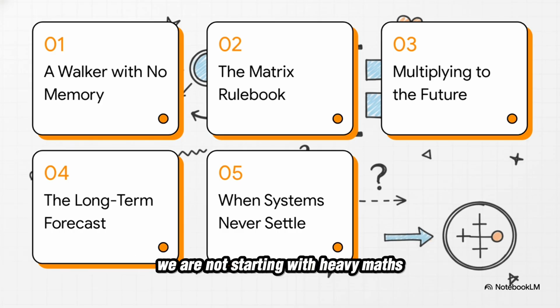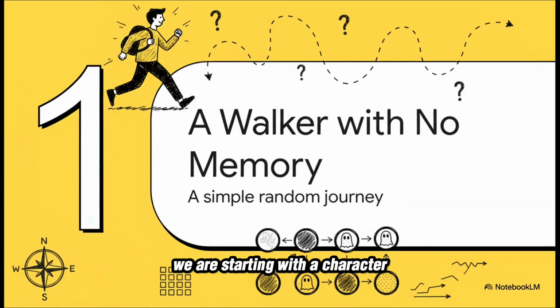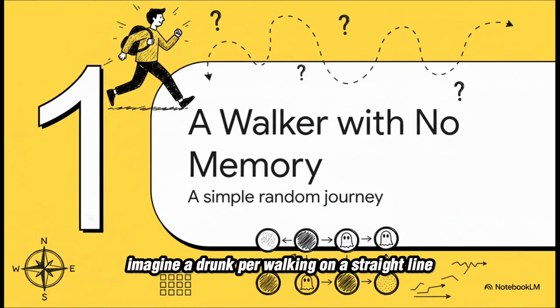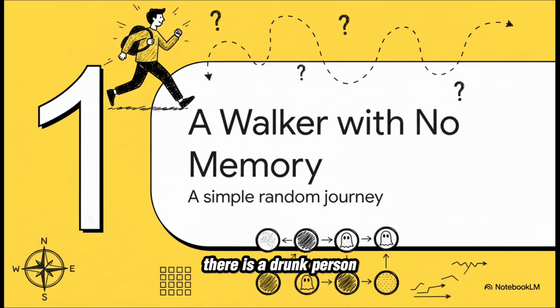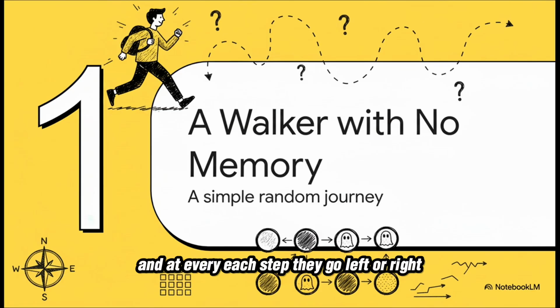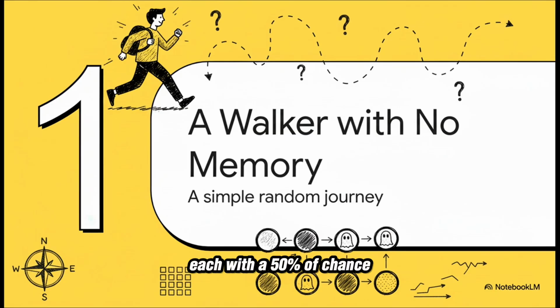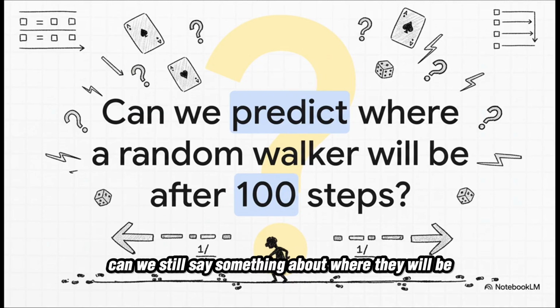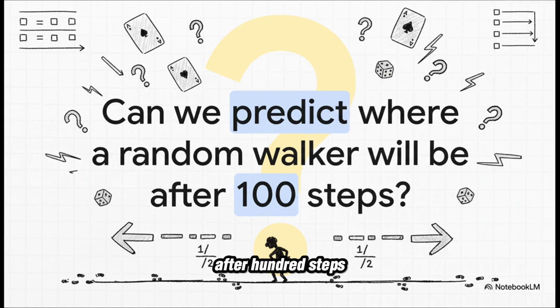We are not starting with heavy maths. We are starting with a character, a random walker. The person has zero memory of where they have been. Imagine a drunk person walking on a straight line. At each step they go left or right, each with a 50% chance. Seems completely random, right? But here is the question. Can we still say something about where they will be after 100 steps?